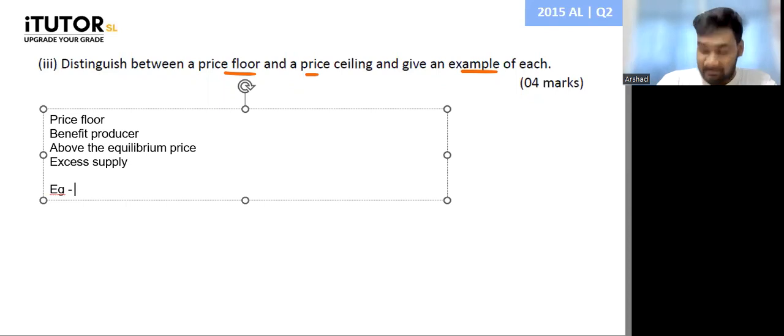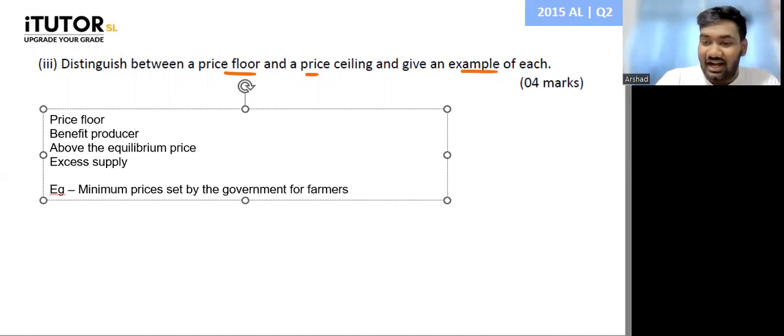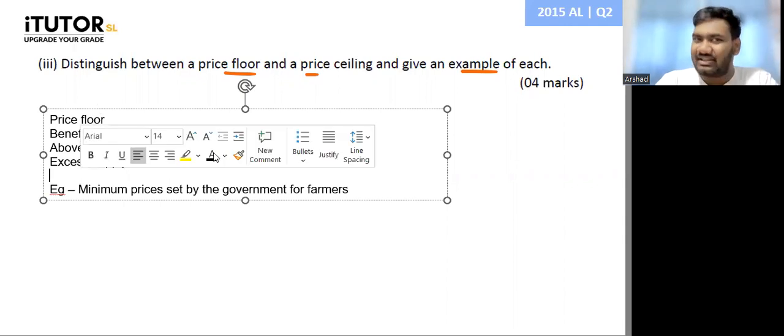Okay, so you can even say minimum wages. That's also correct. Anything else? Maybe you can say minimum prices set by the government for farmers. Our Sri Lankan government gives minimum prices for farmers, for agricultural crops like paddy and all. There is a minimum price, and the excess will be purchased by the government. That's okay, but not a very distinguishing factor.